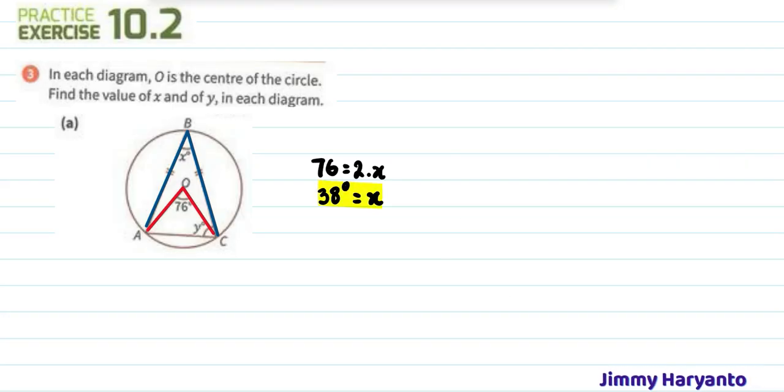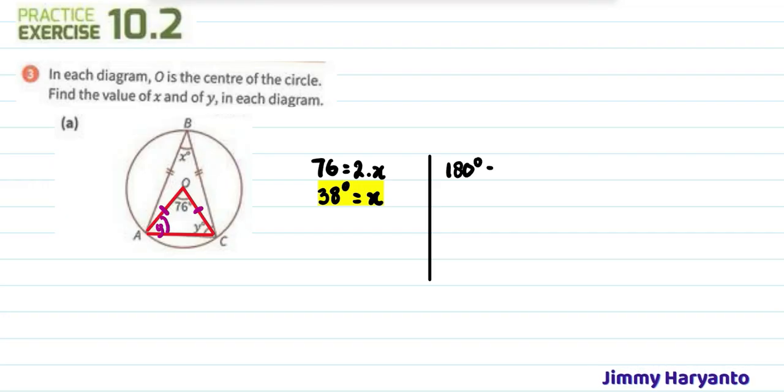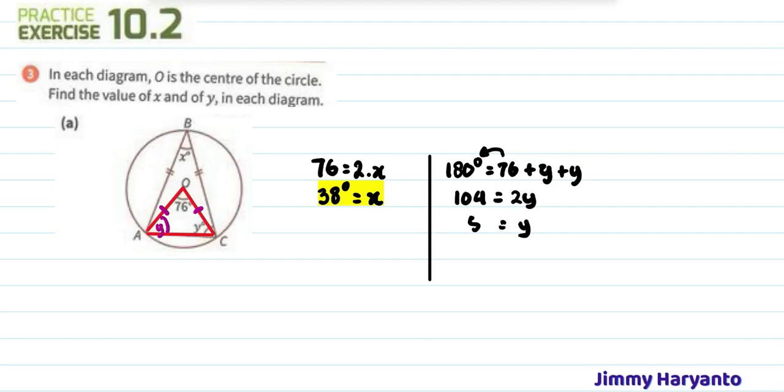And then to find the Y, we can use this triangle. And then because we already know that this one is radius, that means we have one pair of angle, Y and Y. And then to find the Y, you only have to use the sum of triangle, which is 180 equals to 76 plus Y plus Y. So you move the 76, you will have 104 equals to 2Y. So Y equals to 104 divided by 2 equals to 52. So this is the Y.